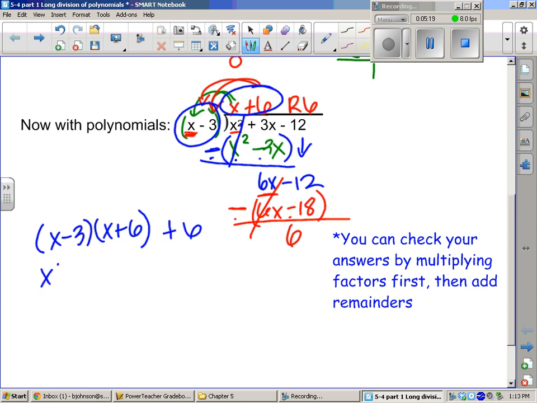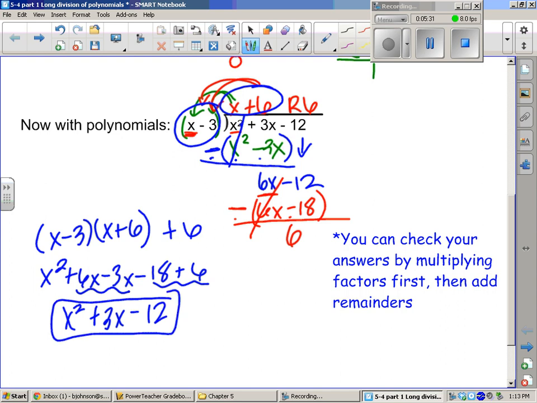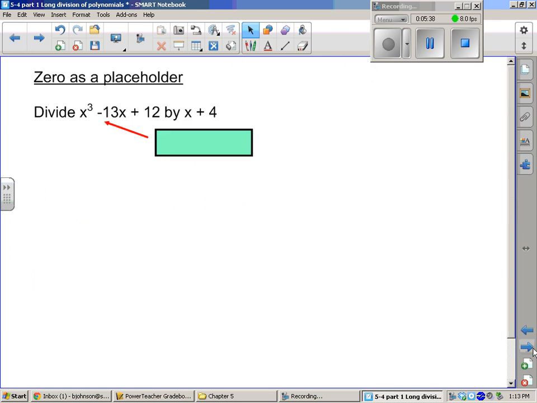So if we FOILed that, we'd get x squared plus 6x minus 3x minus 18. And then we would combine like terms. Putting these together, we get 3x. Putting these together, we get minus 12. And this looks just like that. Perfect. So a great way to check our answers. Nice. All right, let's do another polynomial.